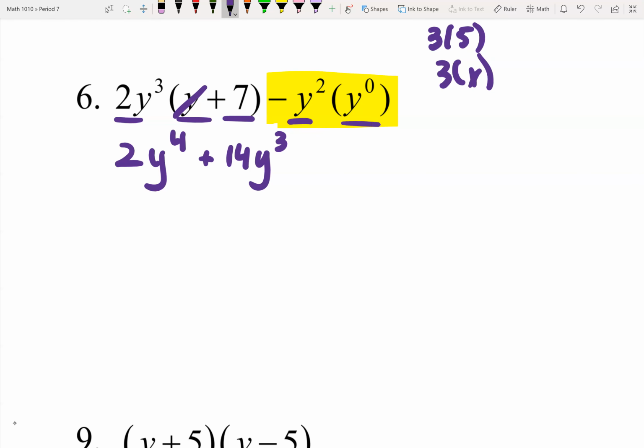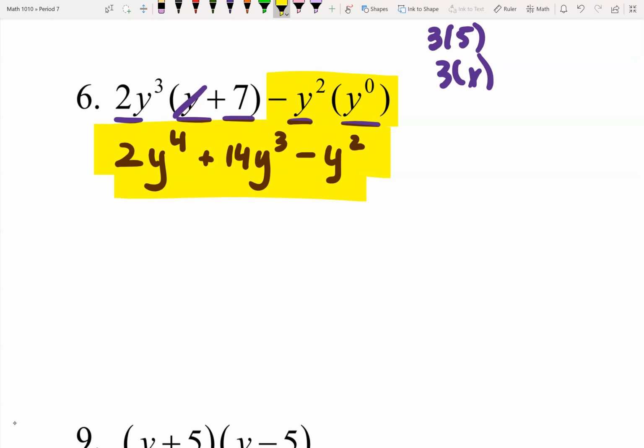I'm going to do this 2 different ways. I'm going to show you the way I think is the easiest. A negative times a positive is a negative. And on the y's, you add your exponents. 2 plus 0 is a 2. And I'm done. That's literally all you have to do.